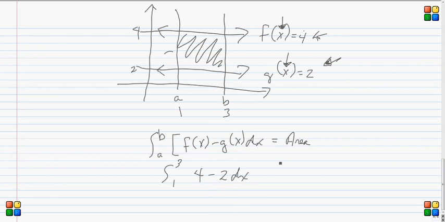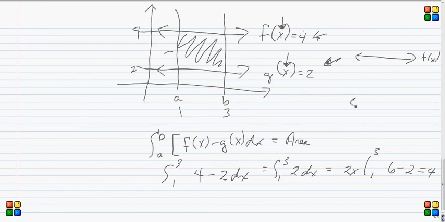That gives us the integral from 1 to 3 of 2 dx, which gives us 2x evaluated from 1 to 3, which gives us 6 minus 2, which is equal to 4. Does this make any sense? Let's take a look at it. Let's write out our graphs again here. We got f of x, and we got g of x. This one is equal to 2. This one was equal to 4. Oops, can't quite read that, so I'll make that a little bit better.